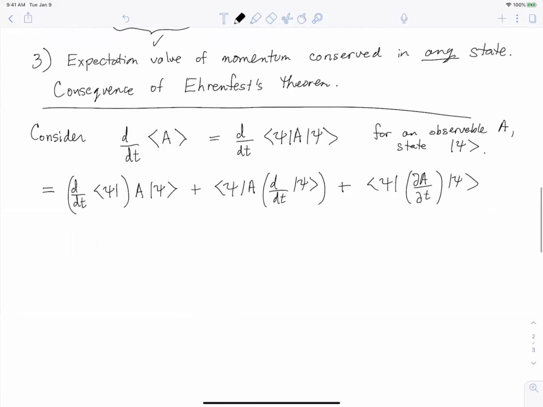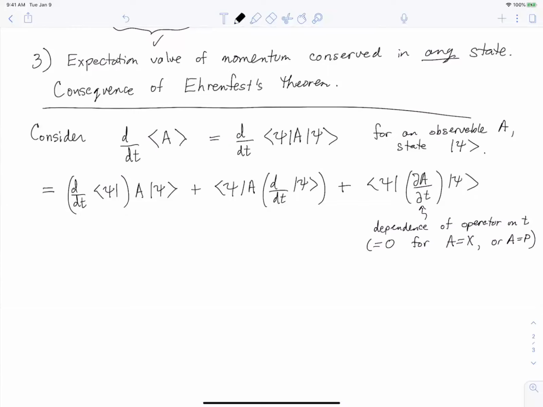Okay, now the partial derivative here on the A is meant to indicate that this corresponds to the dependence of the operator on time, which is very often 0. In fact, it's equal to 0 for example for our observable A equals x, or for our observable A equals momentum. And you could say, well, in classical mechanics, position and momentum change all the time, but that's not what we mean by dependence of the operator.